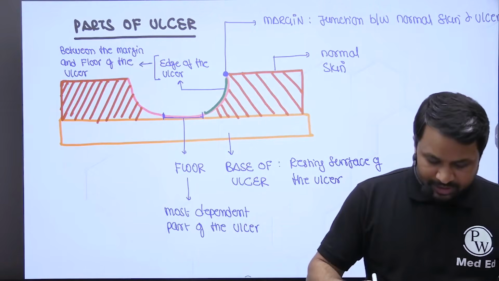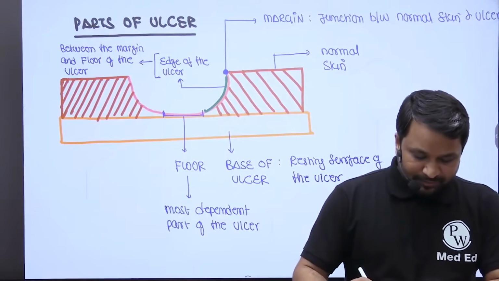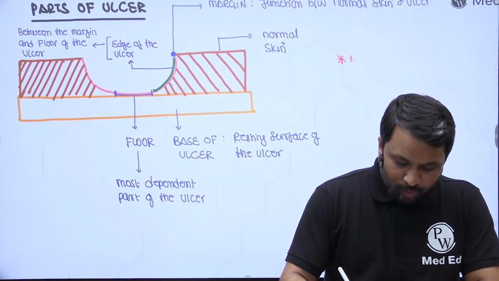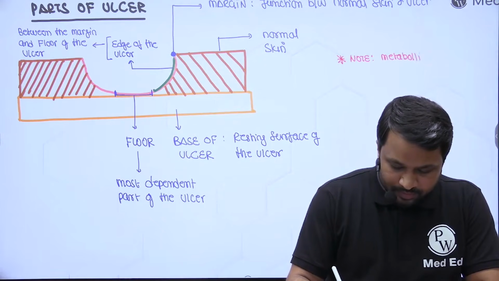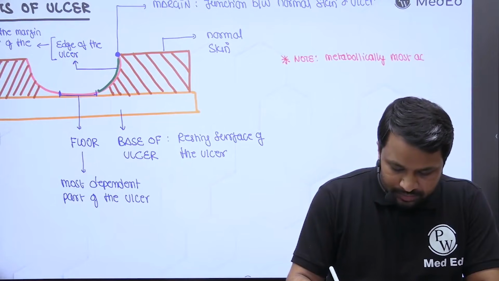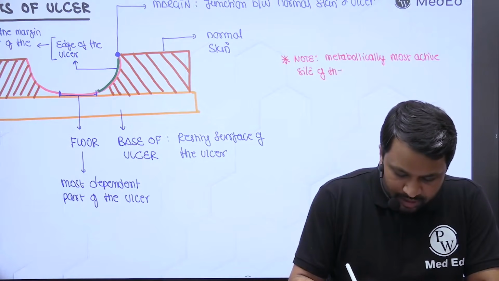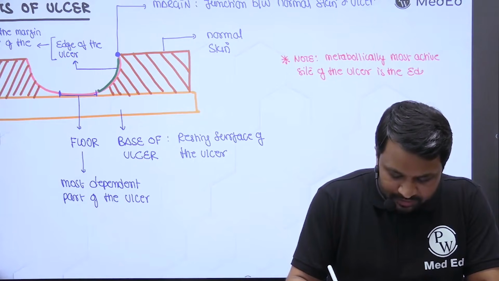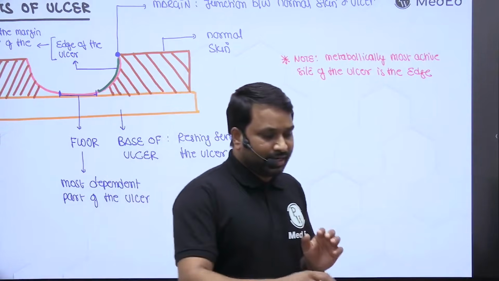Now if you want to impress your examiners, you can add another point on the edge. As a note point you can write: metabolically the most active site of the ulcer is the edge. That is why whenever you're suspecting any malignant ulcer, you'll always take an edge biopsy. You'll always say an edge biopsy, right?